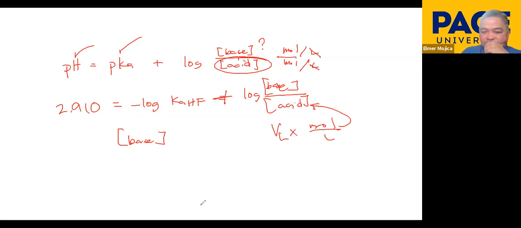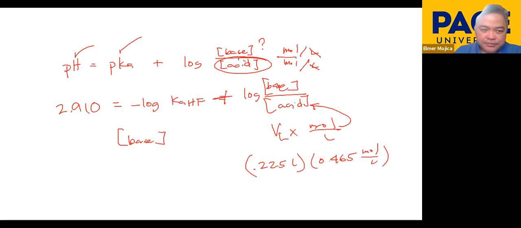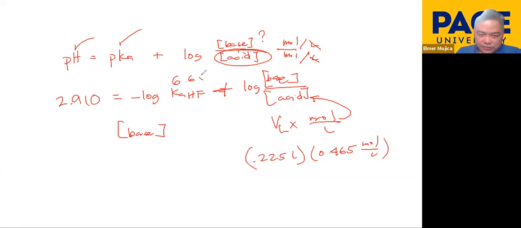So if you're going to plug the math in there, what do you have here? 0.225 liters times 0.465 moles per liter. And then you need to find the Ka of HF. So what is the Ka of HF? Around 6.6 times 10 to the negative 4. So if you're going to get the number, that will be the negative log of 6.6 exponent negative 4. So you have here 3.180.